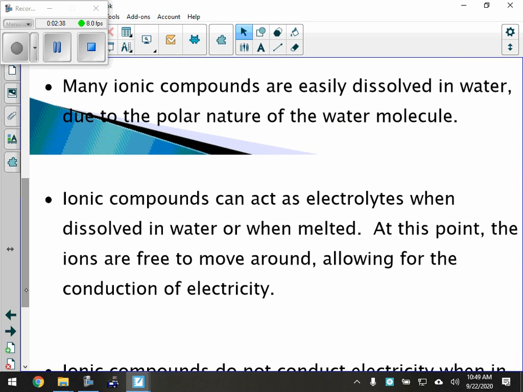Ionic compounds can act as electrolytes. So when you pull them apart in water, when they're dissolved in water or when melted, the ions are free to move around, allowing for the conduction of electricity. That's pretty important too. We know that ionic compounds are very good conductors of electricity. Well, sometimes poor, actually. I guess we should say that as well. But they always conduct. That's the important part.